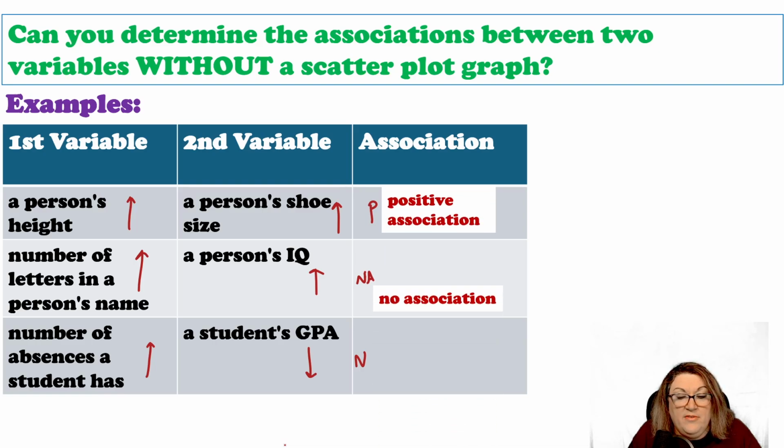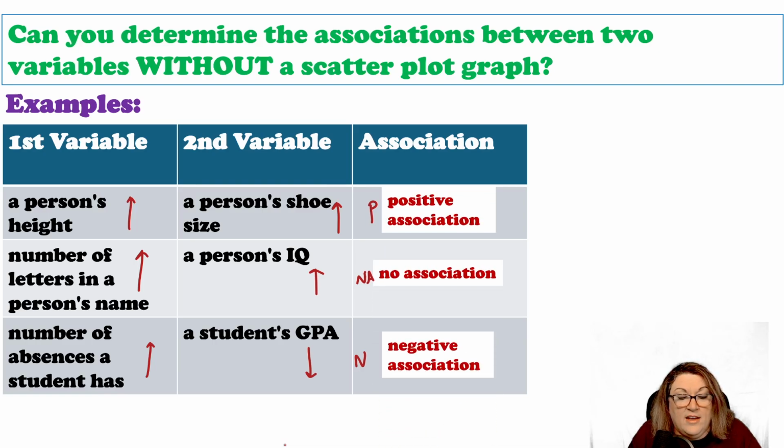So we have positive, no association, and negative association. Both of them went up in the positive. Both of them increased. There was no association here because you couldn't tell if that was going to go up or down based on the letters in the person's name. And then this one went up, one increased, and one decreased.